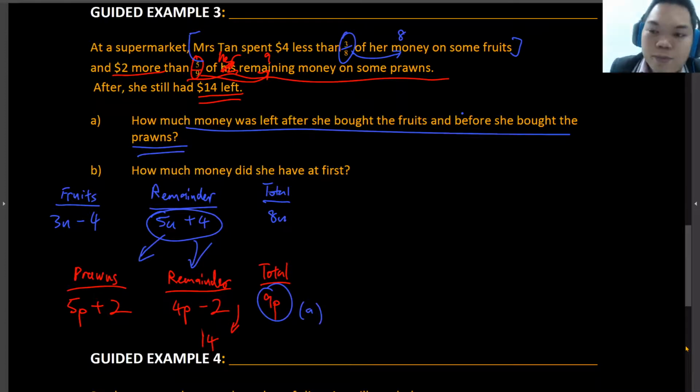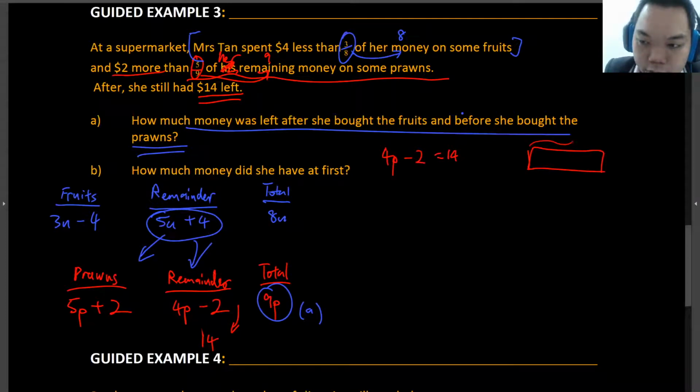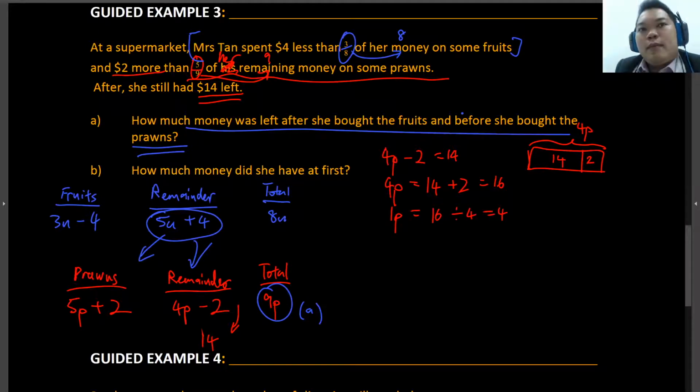The 9 parts. Okay, so to deal with this, we see that 4 parts minus 2 gives us 14. Okay, let's define it clearly first. 4 parts, take away 2, gives you 14. So this will be 14 plus 2 to give you 16. 1 part would then be 16 divided by 4 to give you 4.